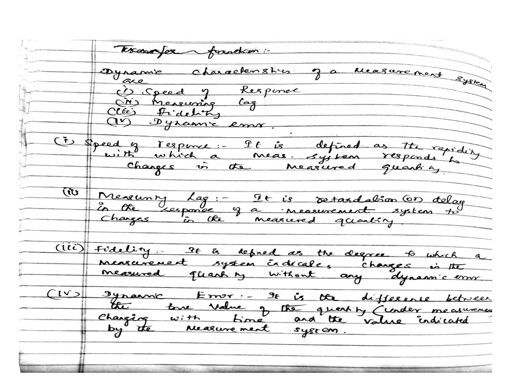Then the last one is the dynamic error. It is the difference between the true value of the quantity changing with time and the value indicated by the measurement system. So this is dynamic error. This is also somewhat closer to our true error, but with respect to time: what is the true value and what is the measured quantity, that can be considered as dynamic error. For definitions, please read all those given definitions, which are taken from the prescribed textbooks.